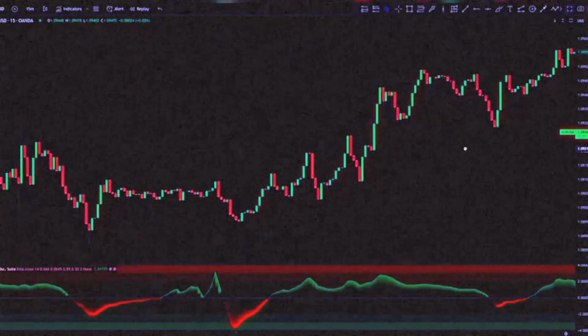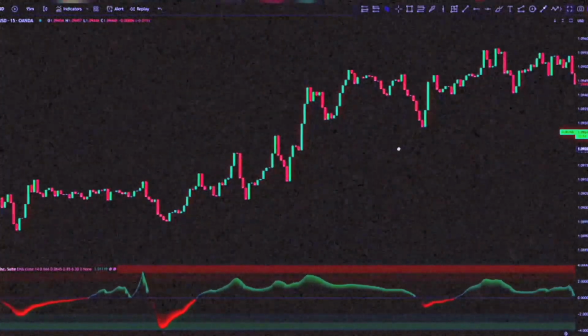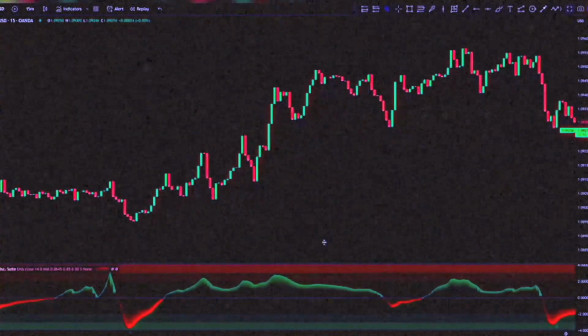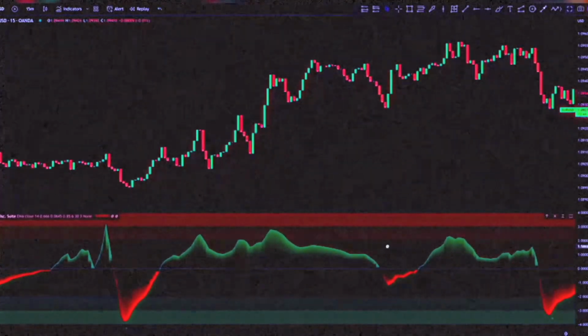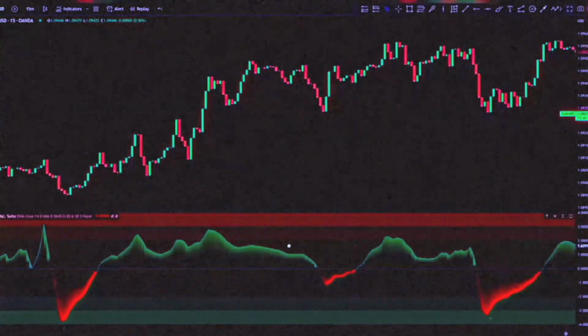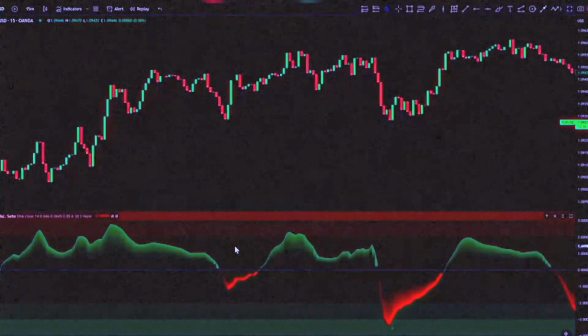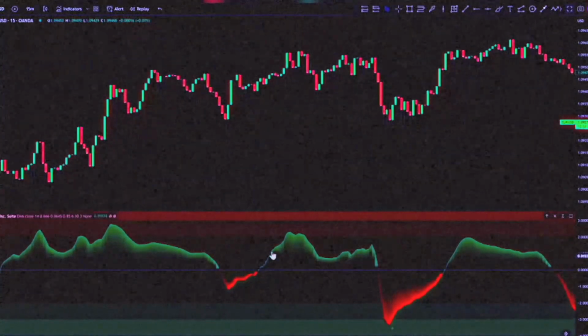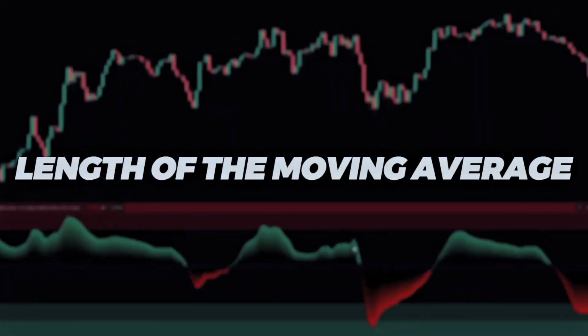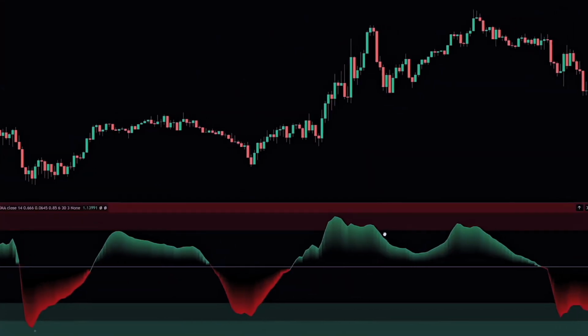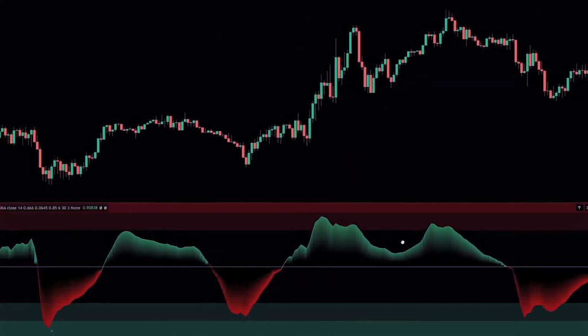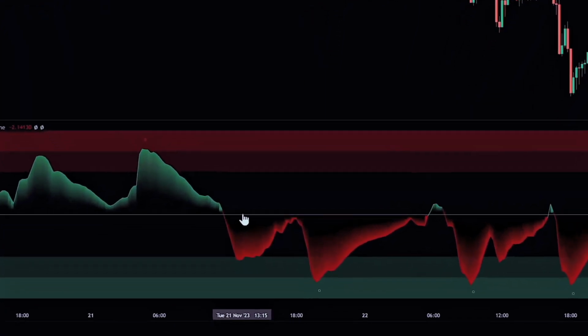The regularized moving average oscillator is a complete trading tool that provides strong insights into overall market direction and momentum. It calculates moving averages based on the settings you choose, which include things like the length of the moving average, the type of average, and even any smoothing adjustments you want. Now let's break down its main features.